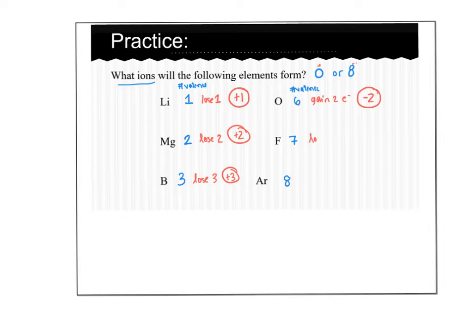This guy will gain 1 electron, because 7 is just 1 away from 8, so it'll be a -1. And this one will form no charge. Remember, the noble gases don't want to give, they don't want to get, they don't want to share, they don't want to do anything, because he is already happy with his 8.